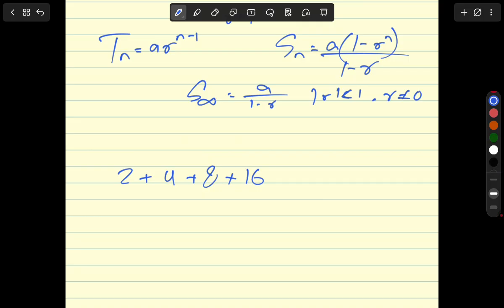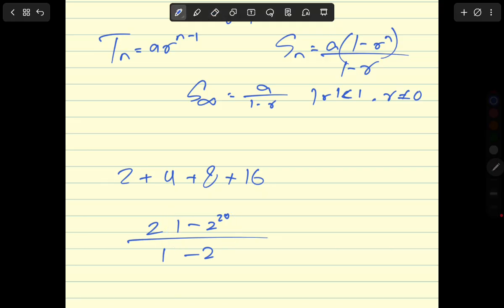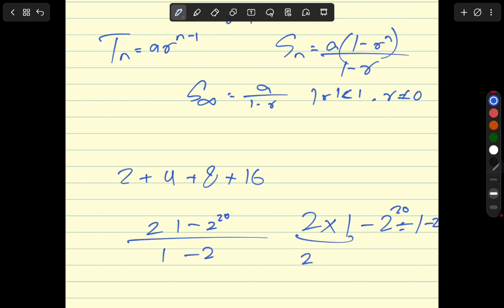Now, you don't put brackets in your calculator. So you will put 2, you will put 1 minus r, which is 2 to the power of n. Let's say you're finding the sum of 20 terms, and 1 minus r, which is 1 minus 2. You forget to put these brackets. And if you forget, you will press 2 multiplied by 1 minus 2 to the power of 20, and you will press divided by 1 minus 2. So what your calculator is going to do is it's going to multiply 2 by 1. It's going to divide 2 to the power 20 by 1, which is going to be nothing but 2 to the power 20.